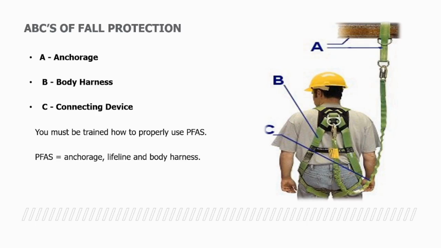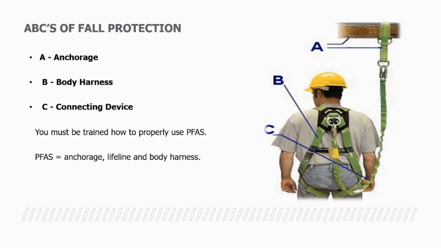Let's talk about the ABCs of fall protection. A is for anchorage, B is your body harness, and C is your connecting device. You must be trained on how to properly use your personal fall arrest system. Remember, a personal fall arrest system includes your anchorage, your lifeline, and of course the body harness.